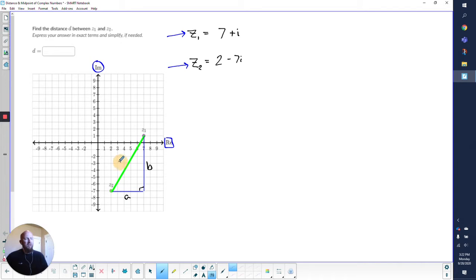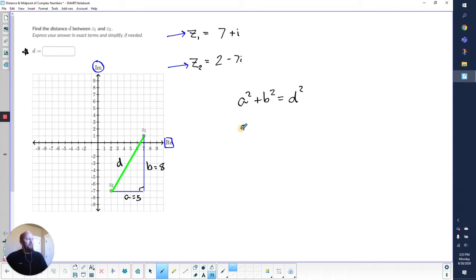So I'm going to use d here because that's what the problem is labeling the distance as. That makes sense. So a squared plus b squared equals d squared. All right. Since we have the plot, we can actually count and say, okay, from 2 over to 7, that's a distance of 5 units. And then in the imaginary axis, we've got a change of height that goes from negative 7 up to positive 1, so a total of 8 units.